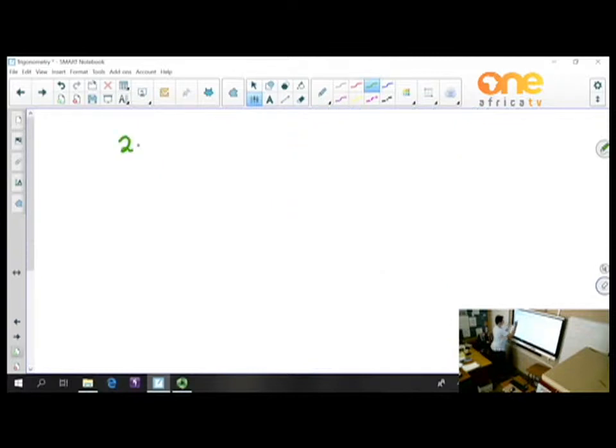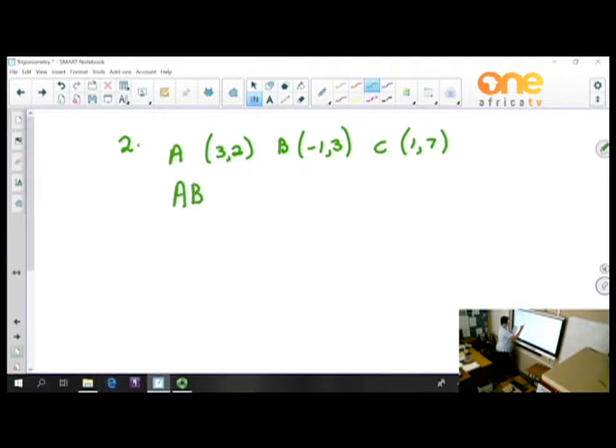Question 2. In a triangle, okay, now they say A is the point (3, 2), B is the point (-1, 3), and C is the point (1, 7). And they want you now to find the vector AB and the vector AC. We don't have them at this stage. You have A, this is actually OA, OB, OC.